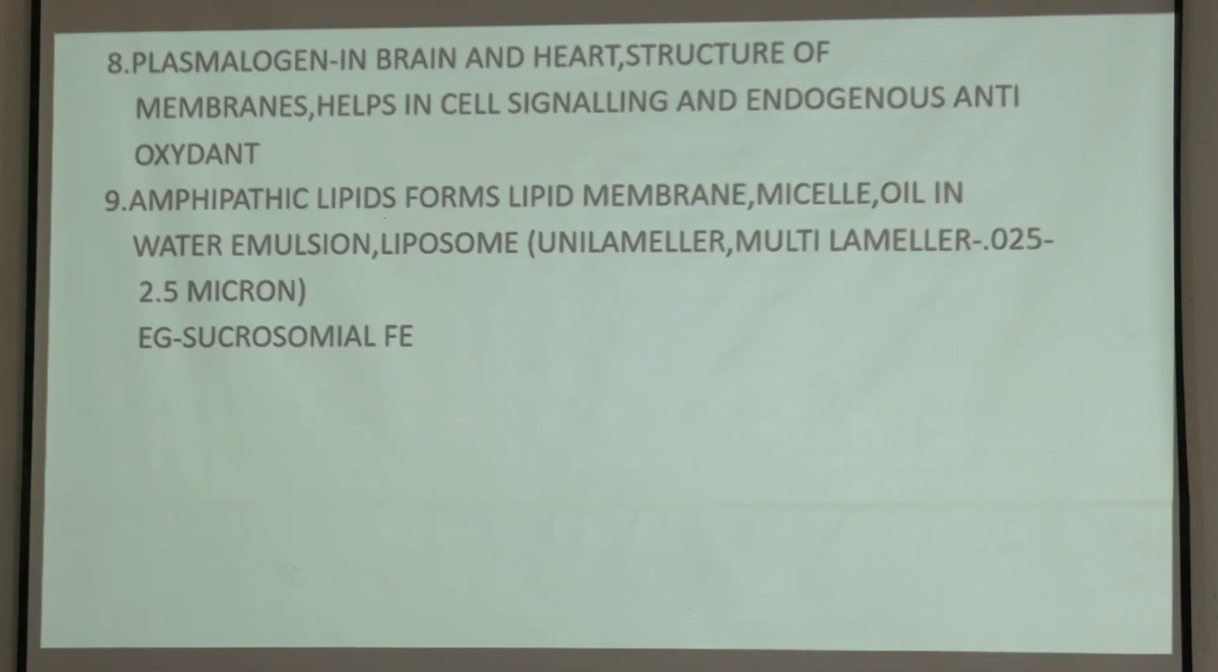Amphipathic lipid. What is an amphipathic lipid? It has both a hydrophilic and a hydrophobic part. Examples are phospholipid and sphingolipid. So there is glycerophospholipid and sphingophospholipid. Both are examples of amphipathic lipid that forms lipid membrane. So what can it make? Micelle, oil in water emulsion, liposome, and it can also form lipid membrane.